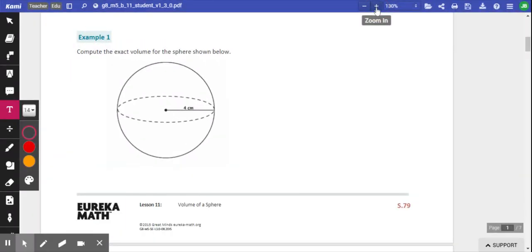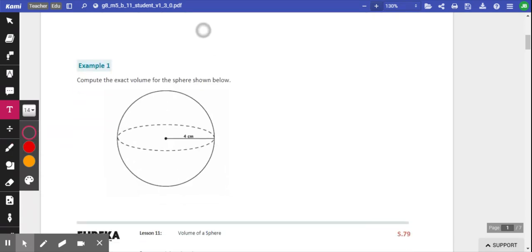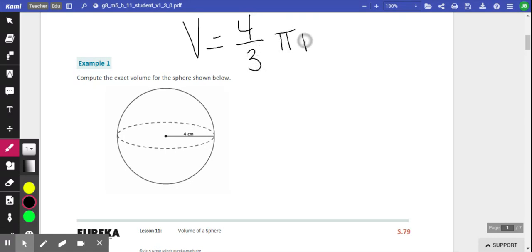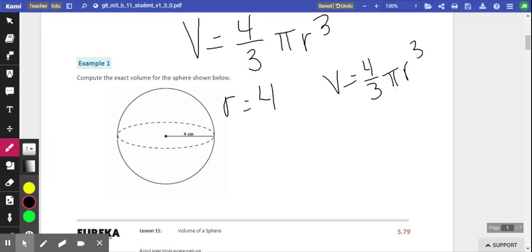So with spheres, you have a volume formula again, and your volume formula is going to be volume equals 4/3 pi r cubed. Okay. And you're going to just plug in the radius and simplify it as much as possible. So for this problem, our radius is 4. So volume equals 4/3 pi r cubed.